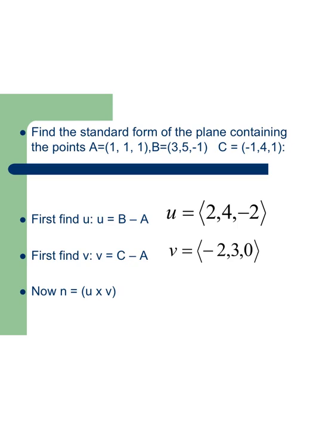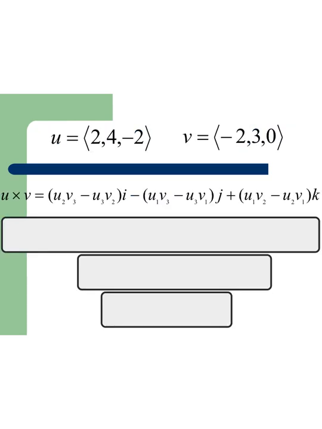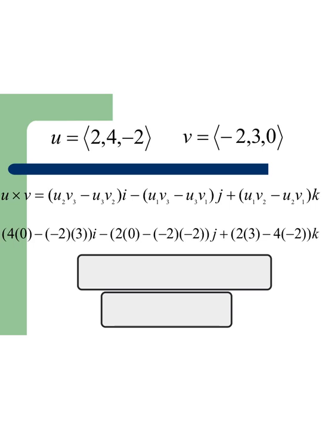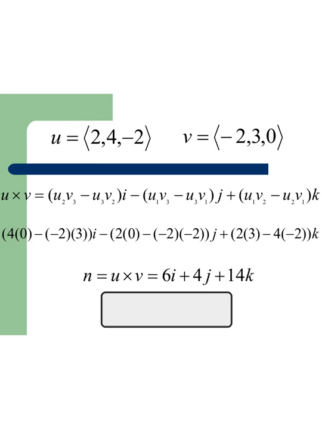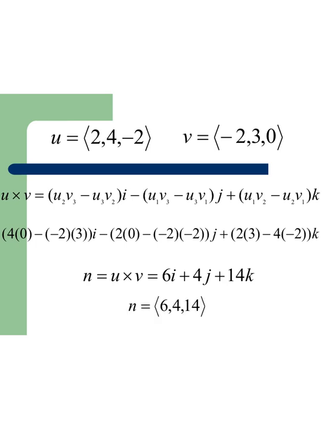So now I need to use those two vectors to find my normal vector by finding the cross product of the two. All right, we have our equation for our cross product again. We're going to take the components from our u vector and also from our v vector and plug them into that equation. Again, we want to simplify our expressions for i, j, and k. And we have the standard form of the vector here, 6i plus 4j plus 14k, which we can write in component form if we get rid of our unit vectors, the i, j, and k. And we get (6, 4, 14) as our normal vector.